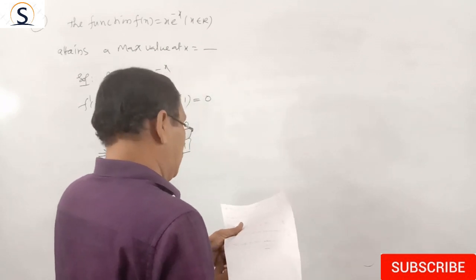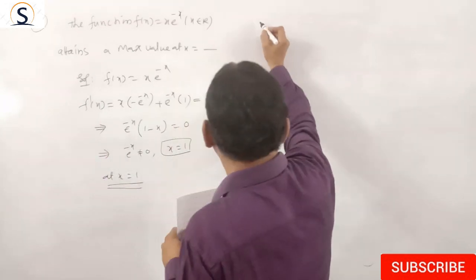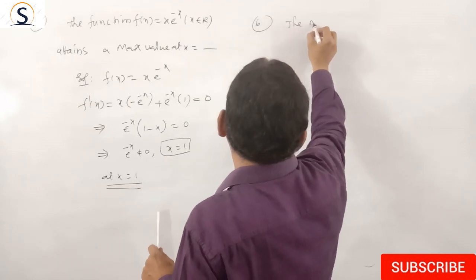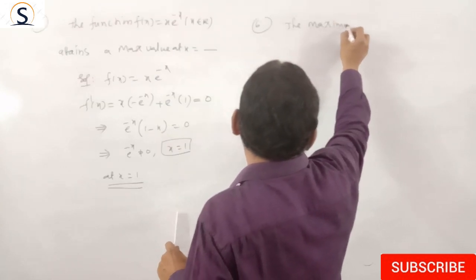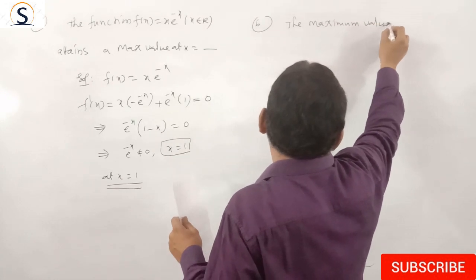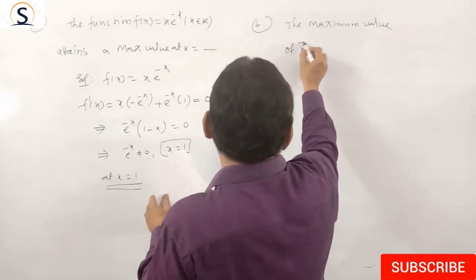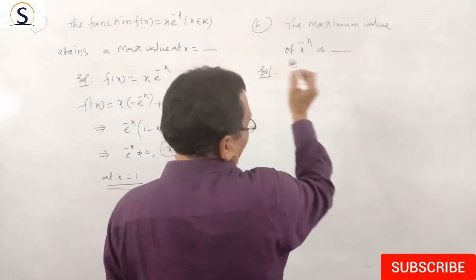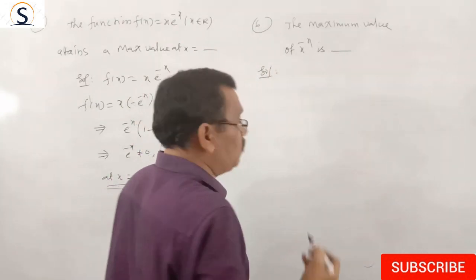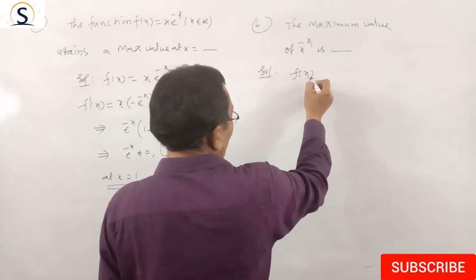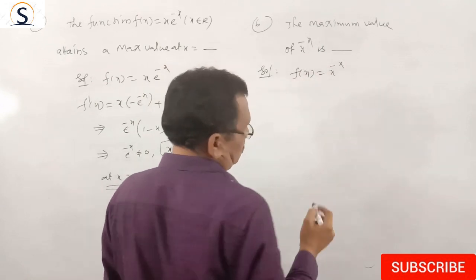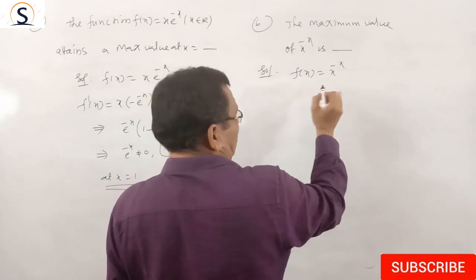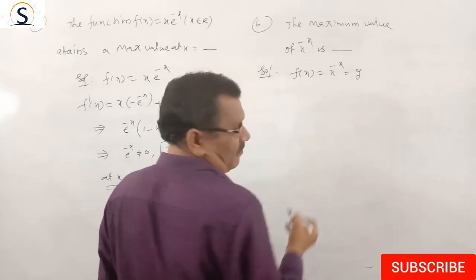The next problem, the sixth one: the maximum value of x power minus x is dash. He is asking for the maximum value in this problem. Now, f(x) is equal to x to the power of minus x, right? f(x) is nothing but y, so this is also called y.